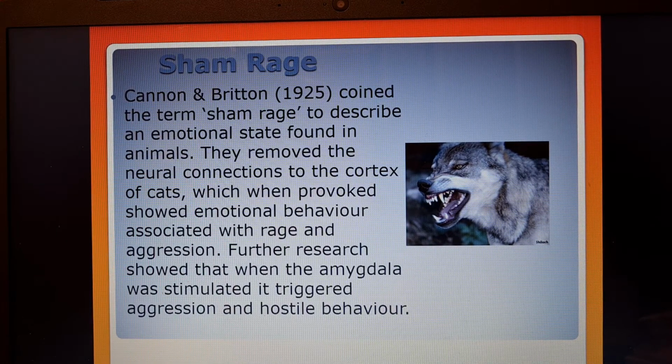And a lot of the research is linked to the amygdala, where the amygdala in that animal is stimulated, and it always results in aggressive or hostile behavior. So it's not just applicable to humans here. We are using animals which do have similar brain structures to humans as well. So we can sort of apply the research from animals to humans as well.